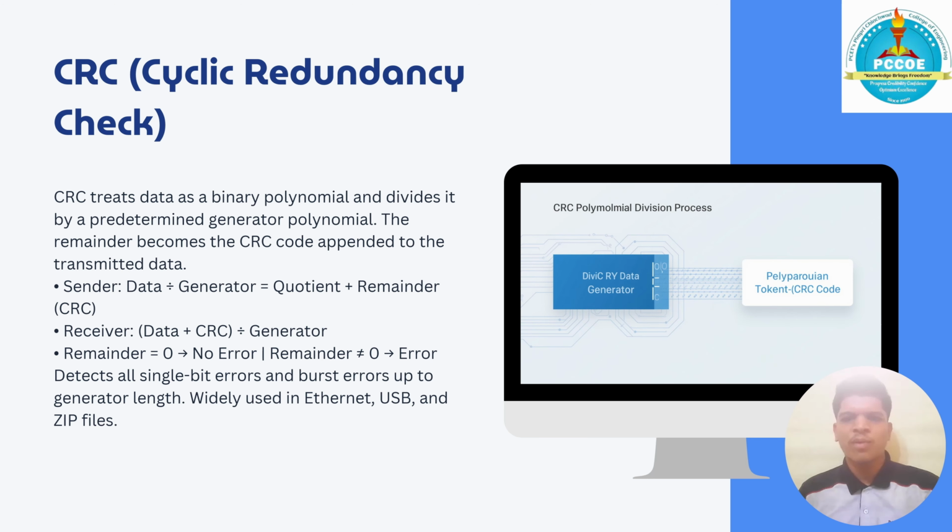Now, the most powerful detection technique, CRC, or cyclic redundancy check. CRC treats the entire data as a binary polynomial and divides it by a pre-agreed generator polynomial. The remainder of this division is the CRC, which gets appended to the data. When the receiver gets the data, it performs the same division. If the remainder is 0, no error. If the remainder is non-zero, an error is detected.